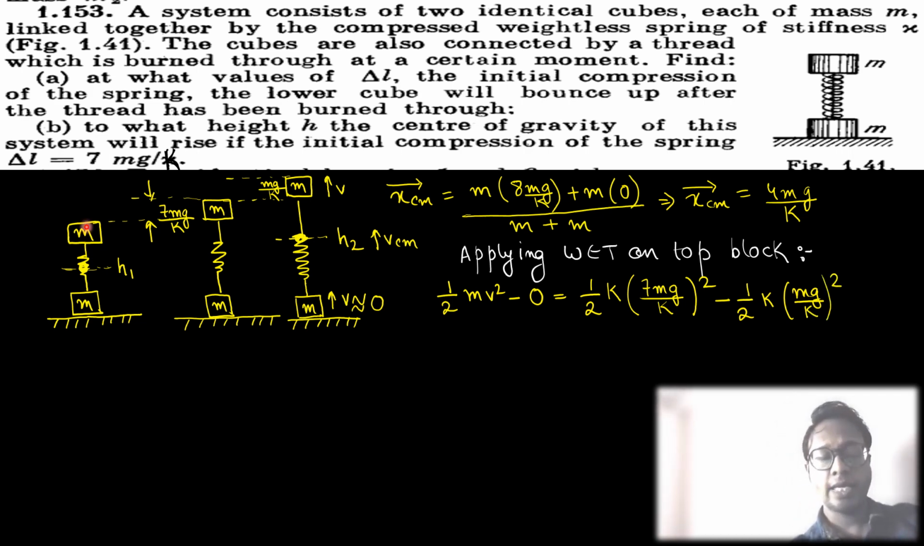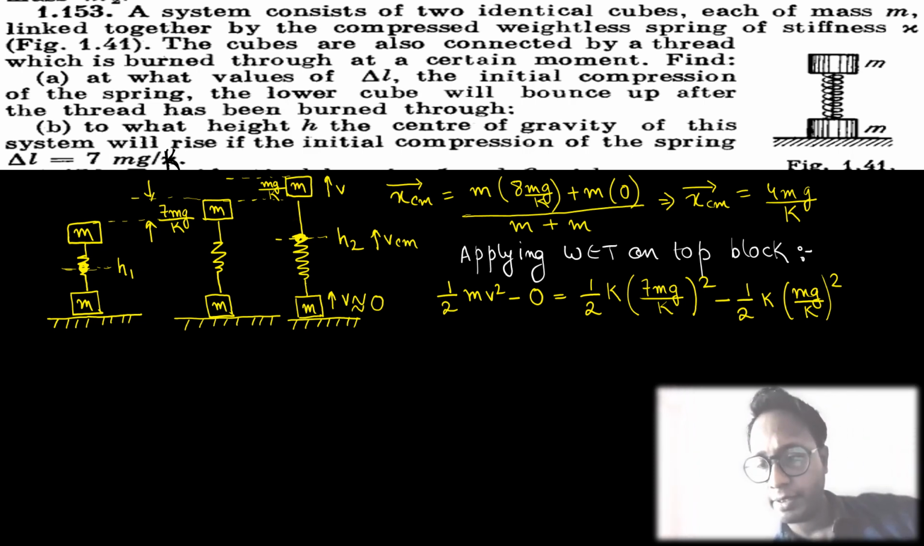And the gravity force is also doing some work from this position to this position. What is the total displacement from this position to this position? 7 mg by k plus mg by k, which is 8 mg by k. So minus mg into 8 mg by k. Why did I do minus? Because gravity force is downward, displacement is upward. So minus mg into 8 mg by k.